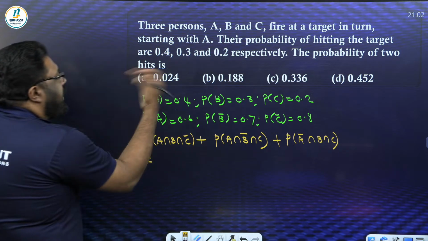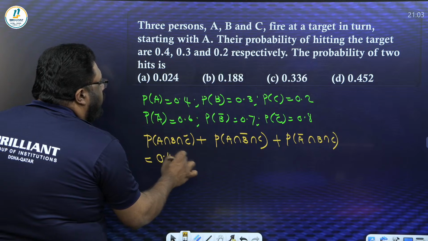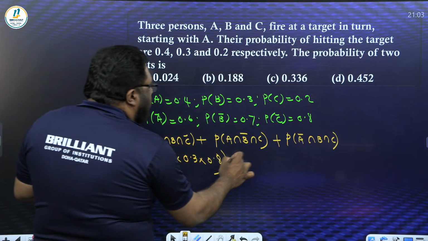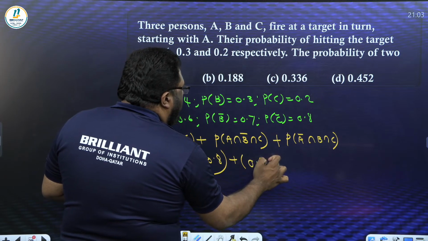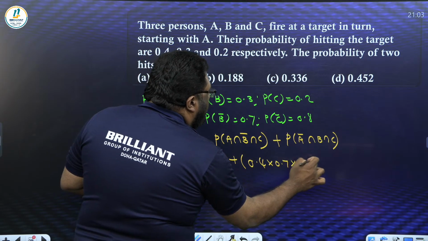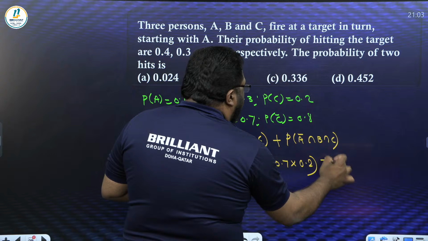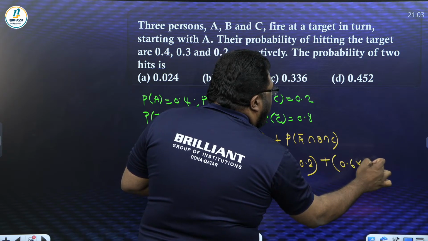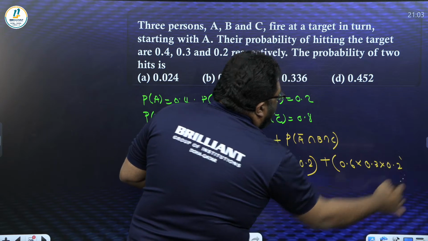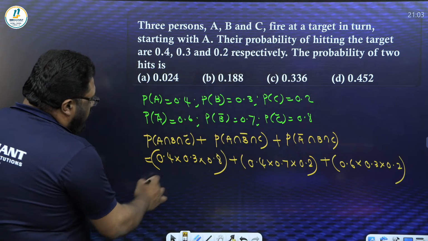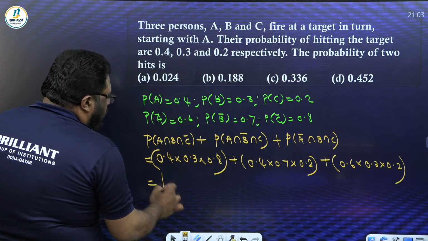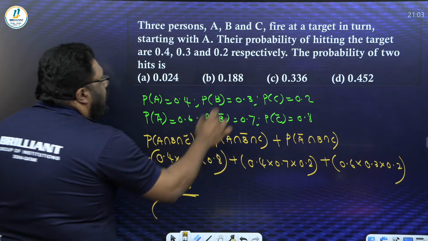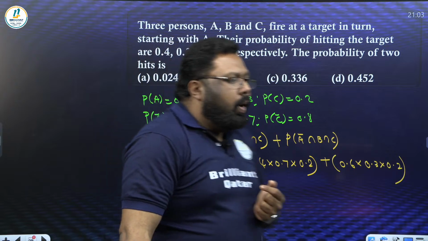So I took different cases. It's independent, so multiply. So 0.4 into 0.3 into 0.8 plus 0.4 into 0.7 into 0.2 plus 0.6 into 0.3 into 0.2. You just got to multiply and add, my dears. You will get 0.188. You can check. Your answer is option B, 0.188.